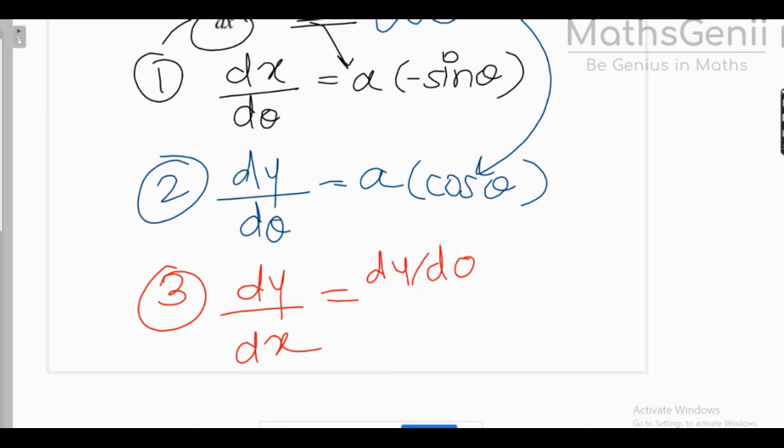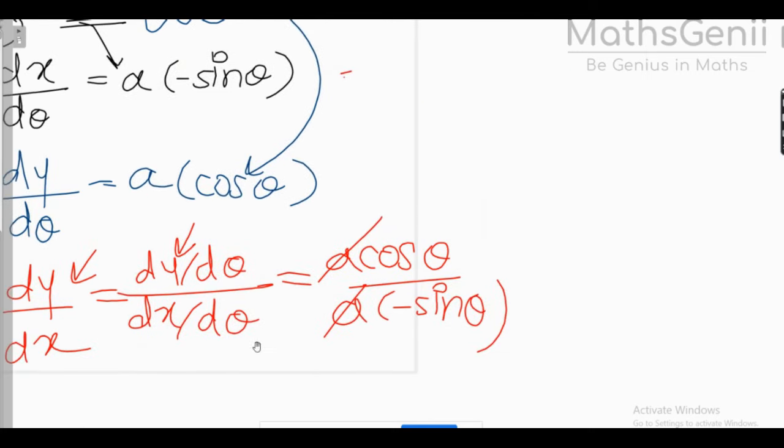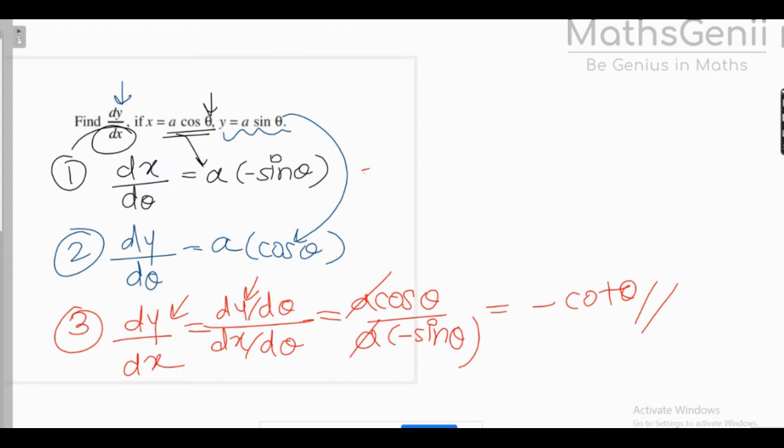Very simple. Dy by d theta. So y is in the numerator, so make sure here you write y. And dx by d theta. What is dy by d theta? It's a cos theta. Upon what is dx by d theta? It's a minus sine theta. This and this get cancelled out. Minus sign remains as it is. What is cos upon sine? Cot. So this is your answer. Very simple. So this is how you deal with whenever you have anything related to theta.